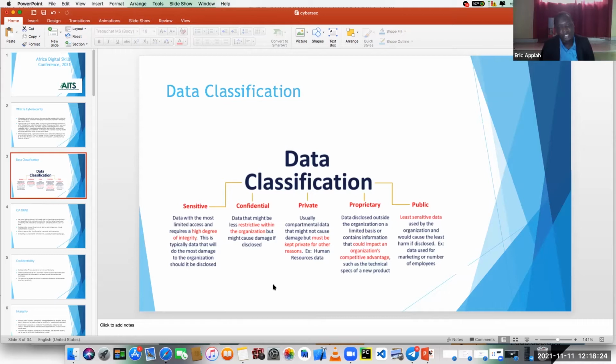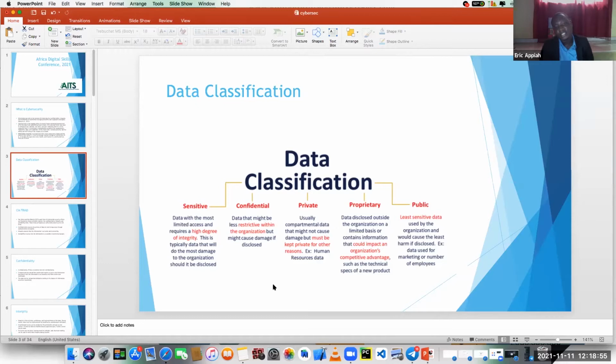When we say confidential information, confidential is information that is restricted to only people that are supposed to know. So in an organization, there is certain information that is just between top management. The middle level and the lower level management don't know about that information. And that data is considered confidential information.